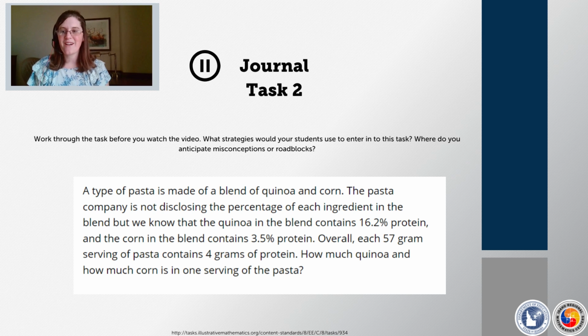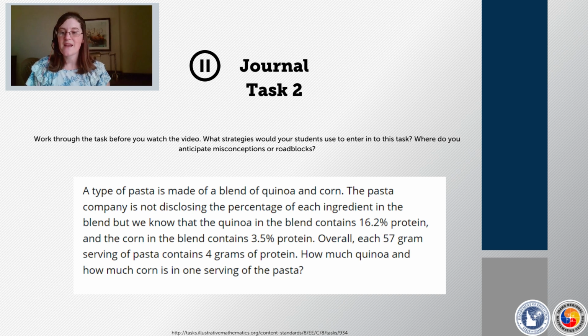You ready for some more? All right. Pause the video and solve this task. Pay special attention to how you found the equations that you used to solve the task. Afterward, discuss and reflect on how you would scaffold students who struggle to create the equations. Press play when you are finished.